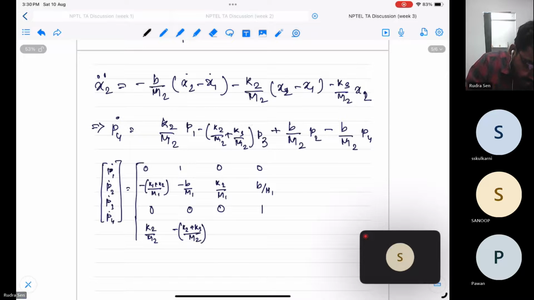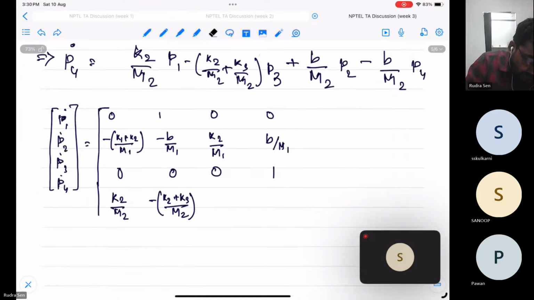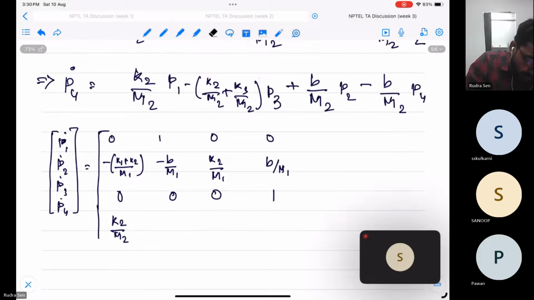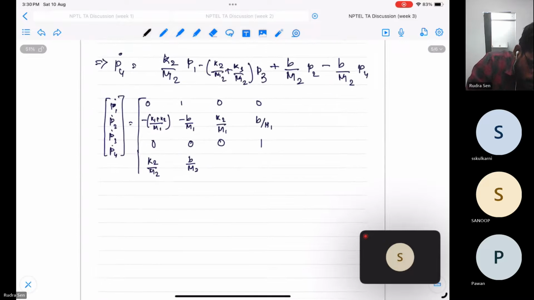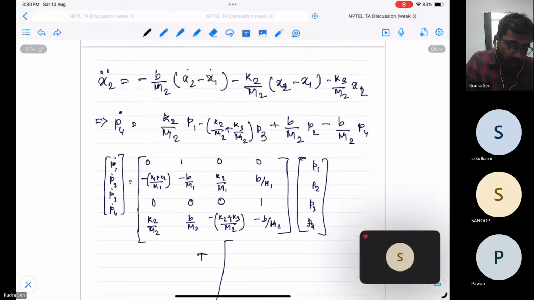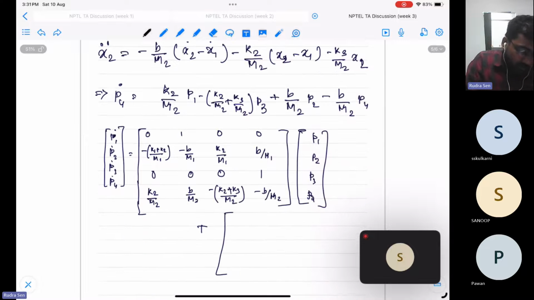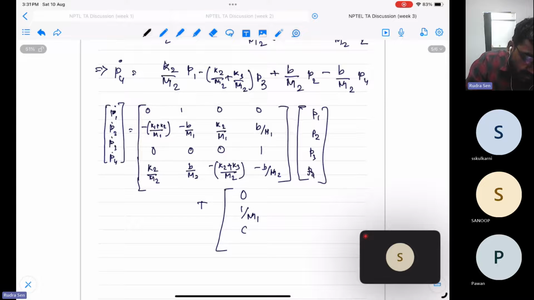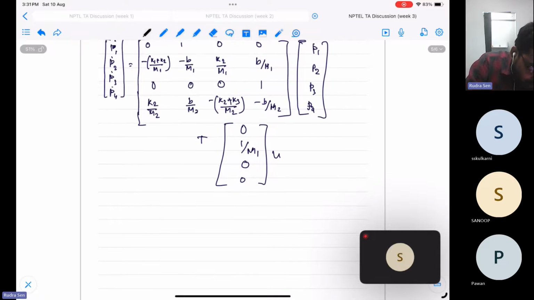I'm sorry, this is b by m2, minus (k2 plus k3) by m2, and this is minus b by m2, multiplying p1, p2, p3, p4. And plus here, u is connected to p2 dot, so it will be 0, 1 by m1, 0, 0 into u.